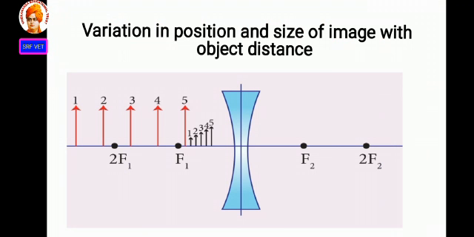Next, variation in position and size of the object. The distance between the object and the lens decreases, the distance between the image and the lens also decreases. Here red color line is the object, black color arrow mark is the image. If the distance between the object and the lens is decreased, the size of the image also increases. Size of the image increases. Okay, clear?